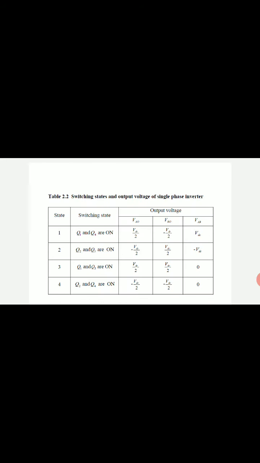Switching states and output voltage of single phase inverter when it is working in full bridge operation. You can say that there are four different switching states, state 1, 2, 3 and 4. In state 1, transistors Q1 and Q4 are on. Here you can see that Q1 and Q4 belong to two different legs of the power circuit.